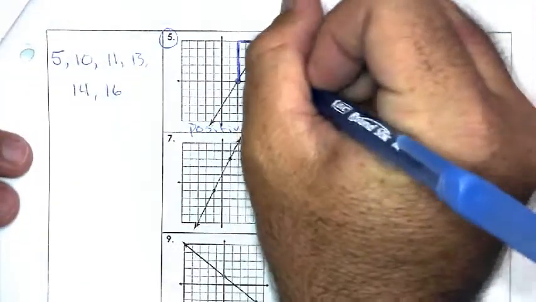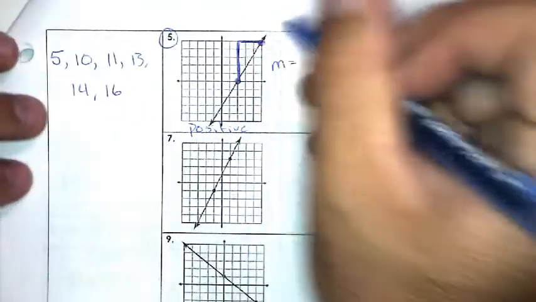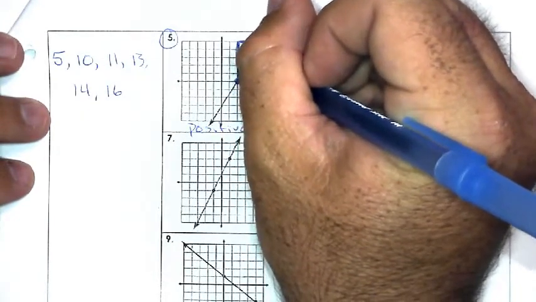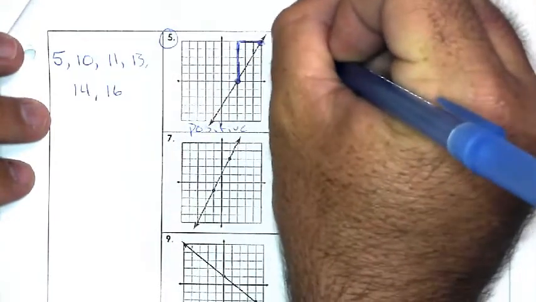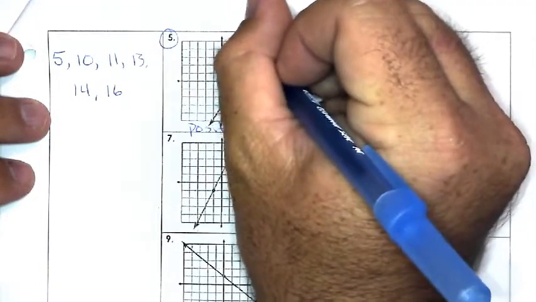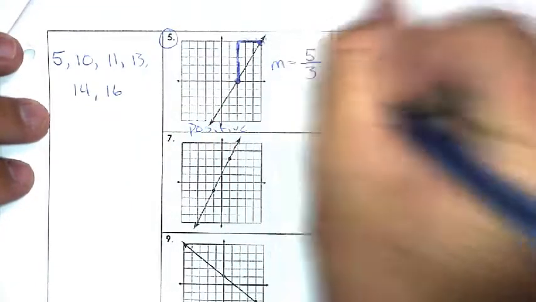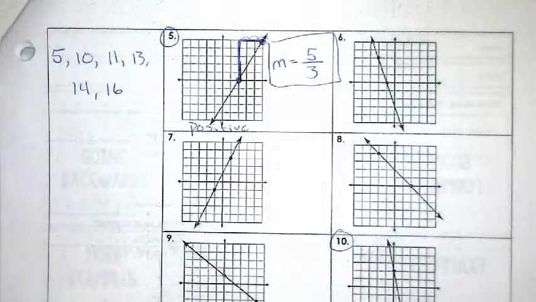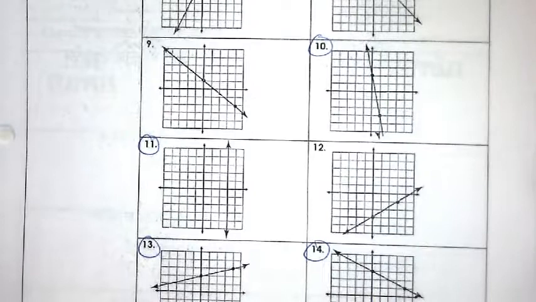Okay. Rise first. 1, 2, 3, 4, 5. I rose 5. And I ran what? 3. Can that be reduced? So is that my answer? Yeah. Woo! Finding slope on a graph is one of the easiest things ever. Problem number 10. Nice.